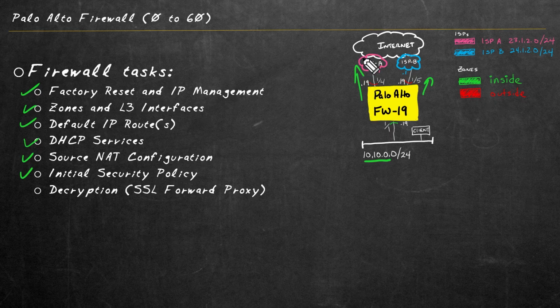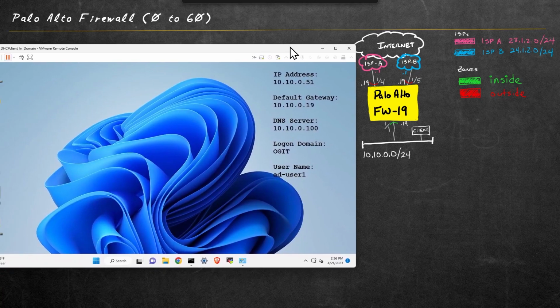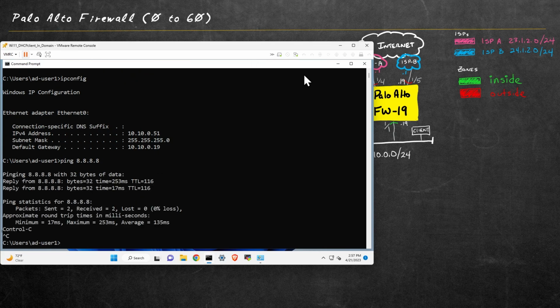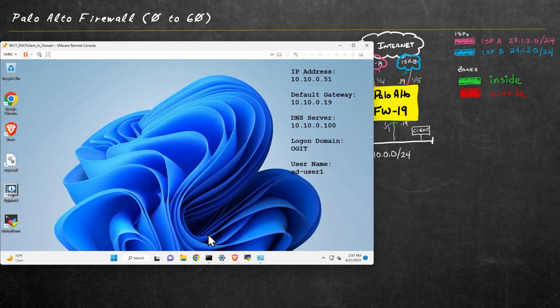And now, my friend, it is time for us to test and see whether or not this client on this subnet is able to get to the internet. So let's bring in that client. Here it is. And let's start off with a ping. Let's do a ping out to 8.8.8.8. And that's looking good. So basic connectivity is working. Let's minimize that. Let's open up a browser.